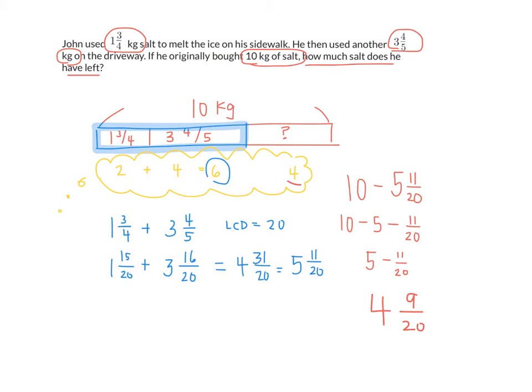Let's go back to our estimation. We thought we should end up with something close to 4. Is that pretty close to 4? Yes. The last thing we need to think about is what are the units? 4 and 9/20. Well, I have to look. How much salt does he have left? The salt is being measured in kilograms. So the answer is 4 and 9/20 kilograms.